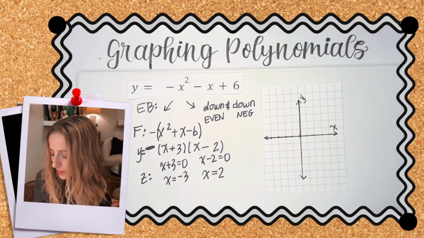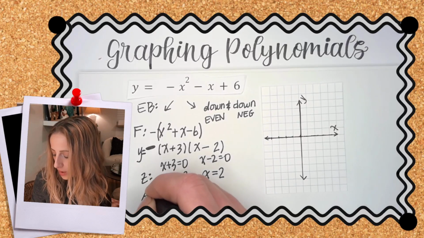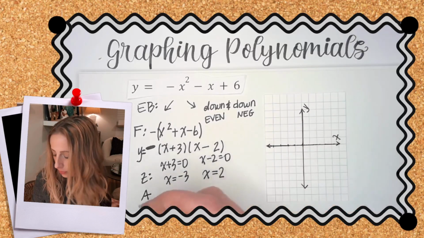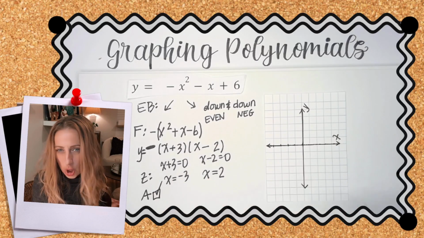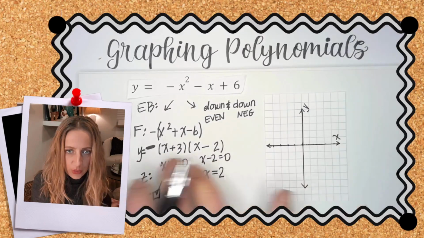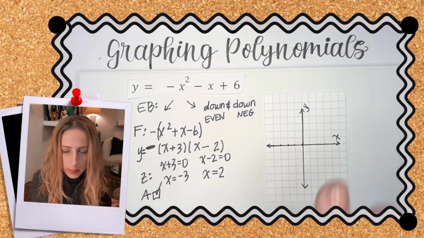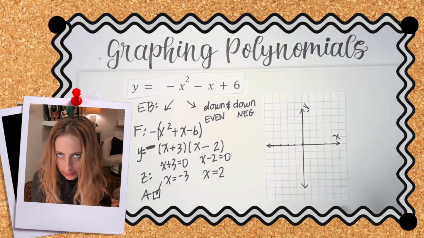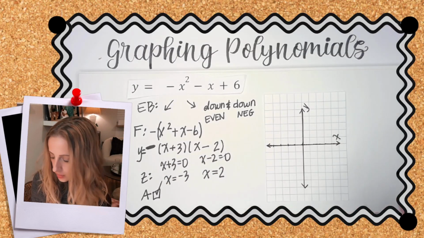Next thing is A, which is axes. So I drew them already. I am done and ready to go. You want to make sure you have enough room to fit your x-intercepts. Never label your y. It's not worth it if you're sketching a polynomial. They're usually ridiculous numbers.